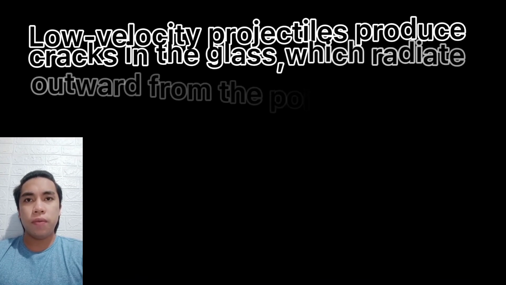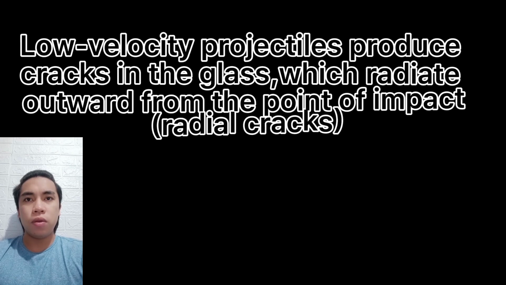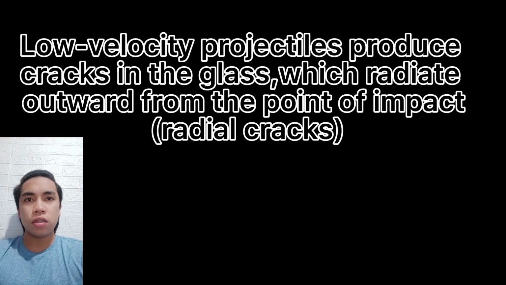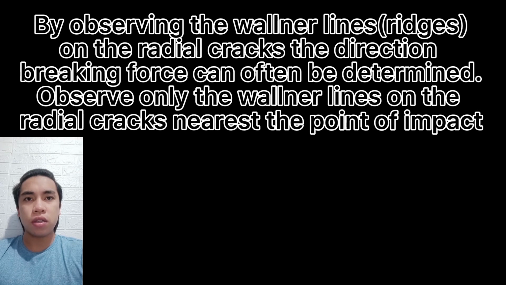Types of fractures. A. Low velocity impact fractures. Low velocity projectiles produce cracks in the glass which radiate outward from the point of impact, or radial cracks. If a pane is firmly held on all sides, concentric cracks can form around the point of impact. By observing the Wallner lines ridges on the radial cracks, the direction of breaking force can often be determined, observing only the Wallner lines on the radial cracks nearest the point of impact.